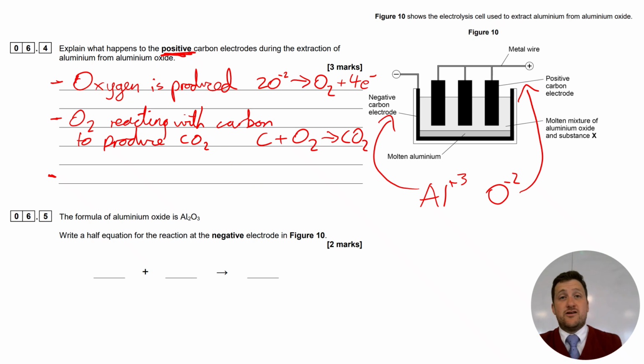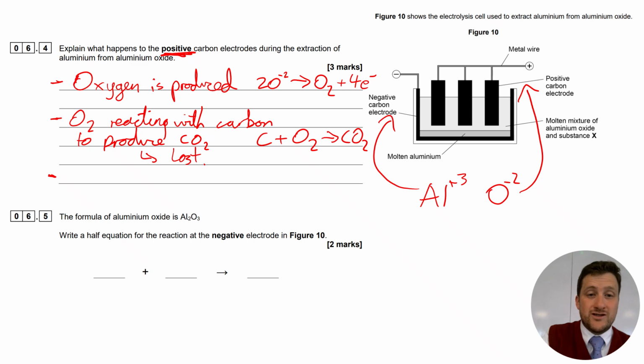Why is that a problem? Well, we're literally using up our carbon electrode. It is reacting and becoming carbon dioxide, which is a gas which is lost. It's lost. Okay, what does that mean? It means the carbon electrode needs to be replaced.